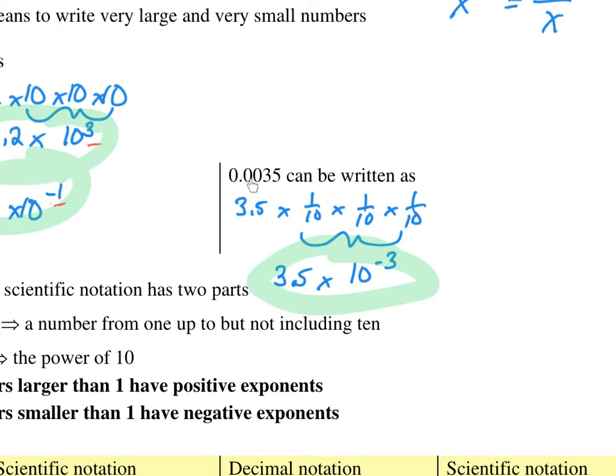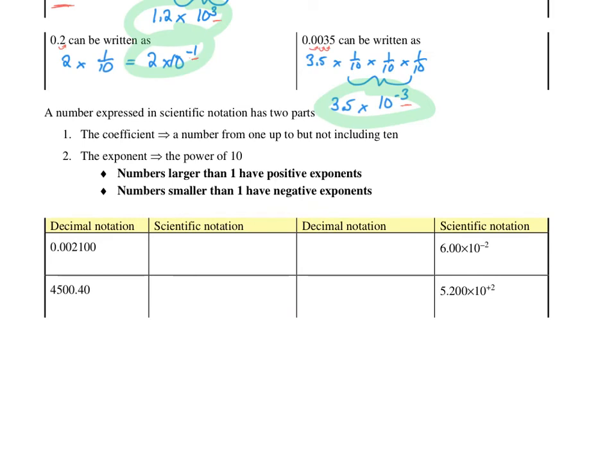For 0.0035, we see the decimal point has been moved 3 spaces in order to get to a value between 1 and 10. That's where we get the 3. And again, the exponent is negative, indicating that the decimal equivalent of this number is less than 1. Let's practice a few of these conversions between scientific and decimal notation.